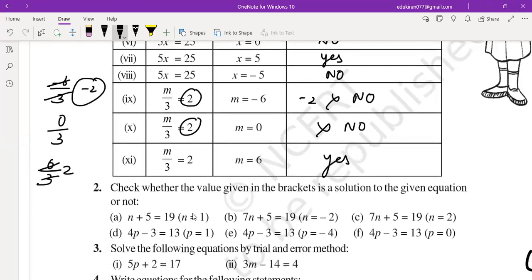Now you will do this one. See, in bracket, they have given the value. Okay? Clear? So you have to put the value and you have to tell me whether they are equal or not. Okay? Ma'am, it is same as the first one. Yes. Okay.